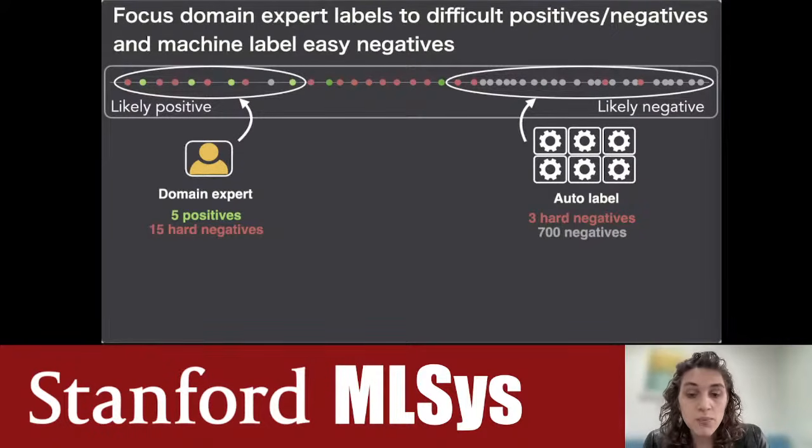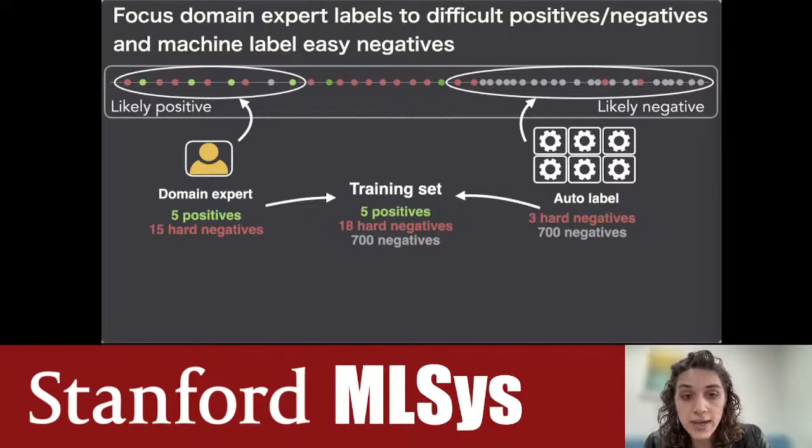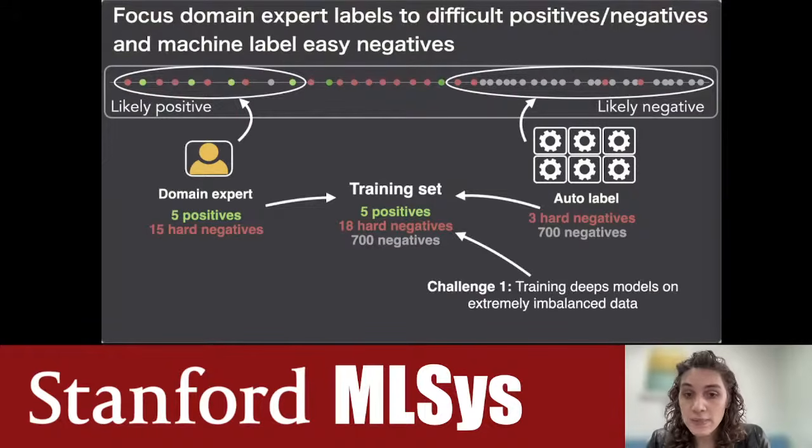So given just a small amount of human labels, we can now actually produce a fairly low noise training set with hundreds of labels. However, there's a couple challenges here that you actually need to solve to make this practical. First, as you might have noticed here, the training set is highly imbalanced. There's 5 positives, 18 hard negatives, and 700 negatives. That's quite an imbalanced data set. And training deep models on extremely imbalanced data with only a couple of positives in general is quite difficult.